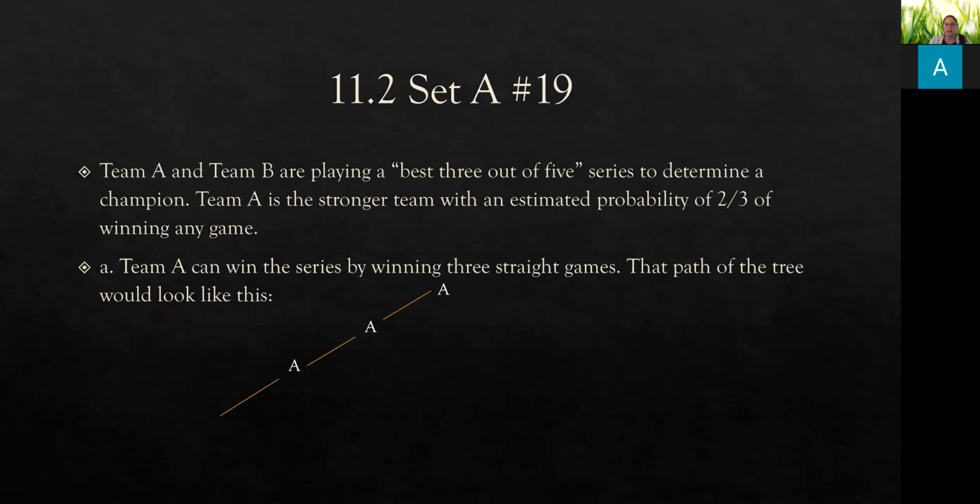Number 19, it's the same sort of situation. It says Team A and Team B are playing a best 3 out of 5 series to determine a champion. Team A is the stronger team with an estimated probability of 2/3 of winning any game. So Team A can win the series by winning 3 straight games. And that path of the tree would look like this. Team A wins, Team A wins, Team A wins.